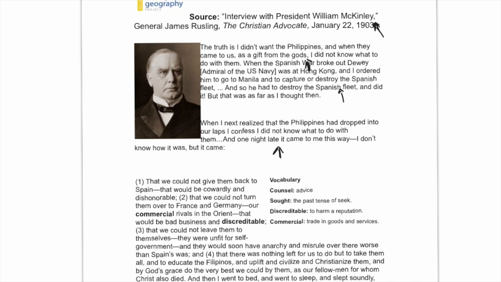In the second paragraph, another event is referenced, and you see it down here where he says the Filipinos would soon have anarchy and misrule over there, worse than Spain's was. So he's referring to an event. It gives us a clue about what his opinion was of the Spanish colonization and control of the Philippine Islands.